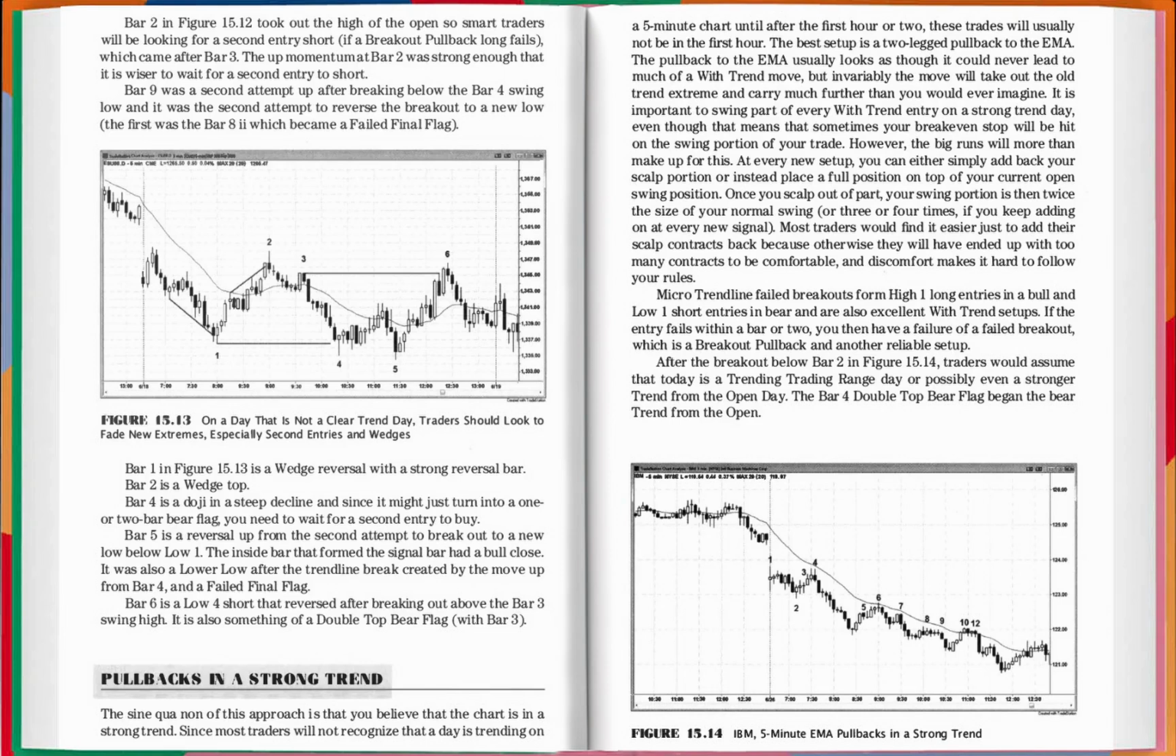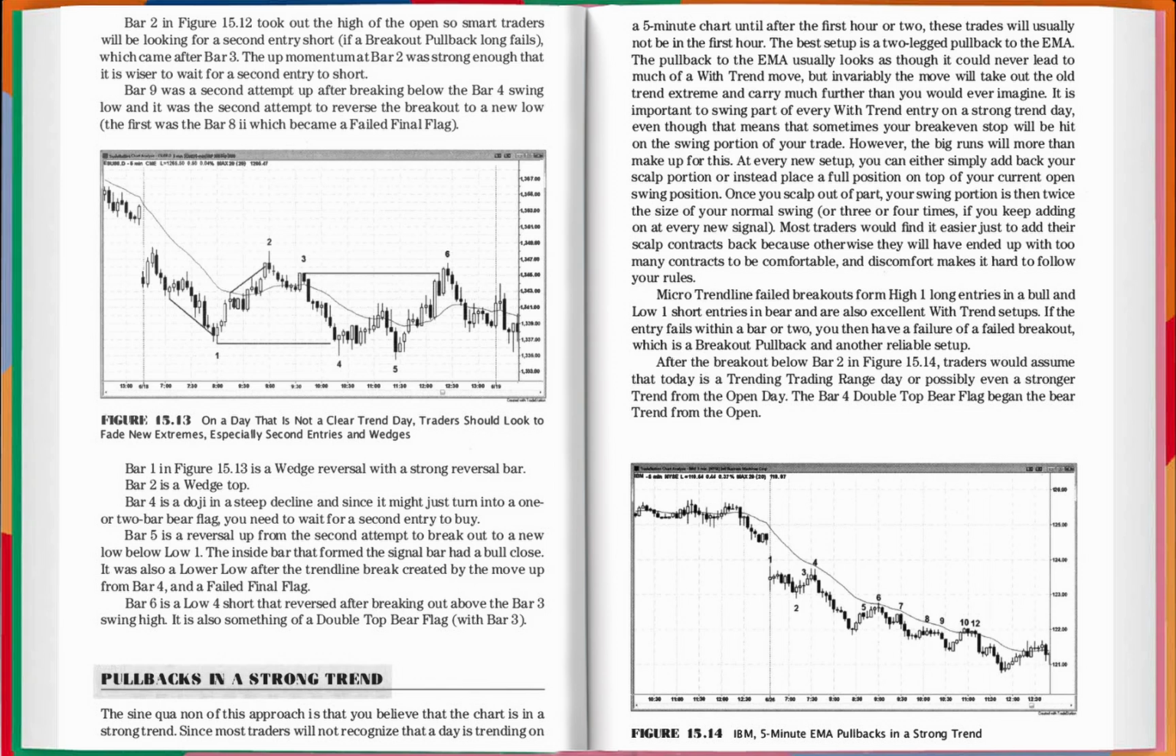Bar 2 in figure 15.12 took out the high of the open, so smart traders will be looking for a second entry short if a breakout pullback long fails, which came after bar 3. The up momentum at bar 2 was strong enough that it is wiser to wait for a second entry to short. Bar 9 was a second attempt up after breaking below the bar 4 swing low, and it was the second attempt to reverse the breakout to a new low. The first was the bar 8 Roman 2, which became a failed final flag.